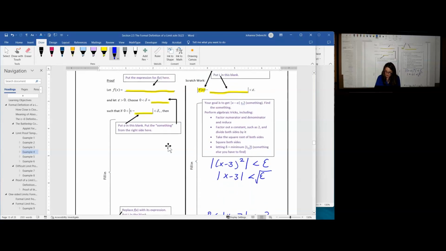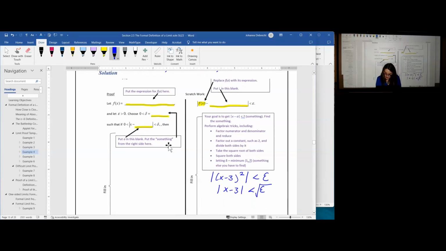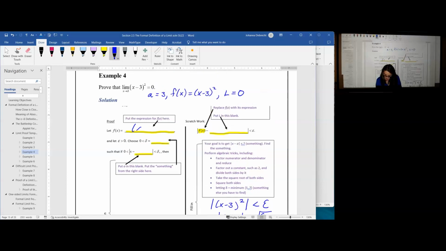Now we start writing up the formal proof. Let f of x equal (x minus 3) squared, and let epsilon be greater than 0. Choose 0 less than delta, which equals the square root of epsilon, such that if 0 is less than |x minus 3|, our a value, less than delta, then start with your absolute value of x minus 3 less than delta equal to the square root of epsilon, and then square both sides.